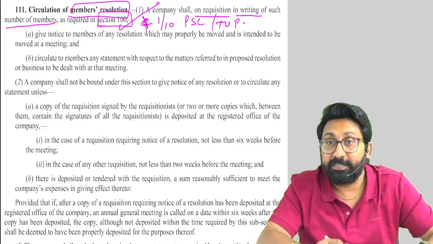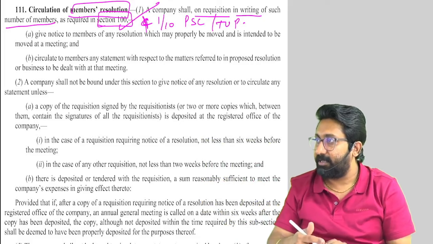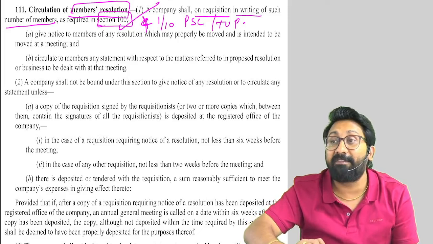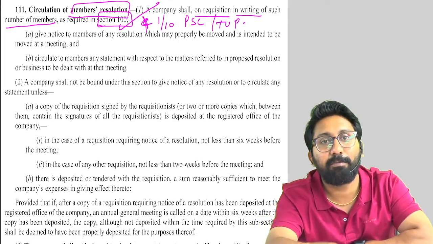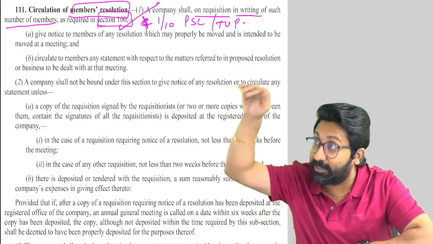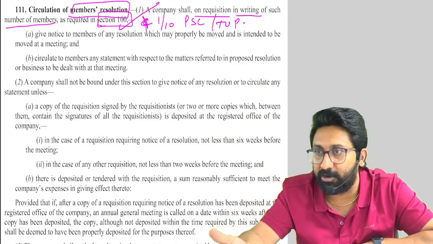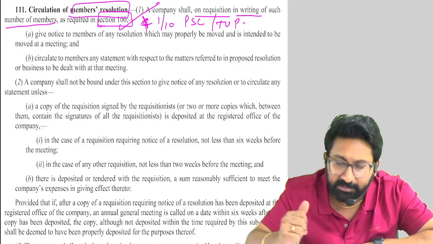Next, this section's coverage is much bigger than special notice. Because special notice covers how many situations? Four. This will cover all other than those four. So which has more magnitude? 111. This should be understood by the institute asking the question. Then they can frame a question on this. Are you understanding or not? Sir, when will this get attracted?